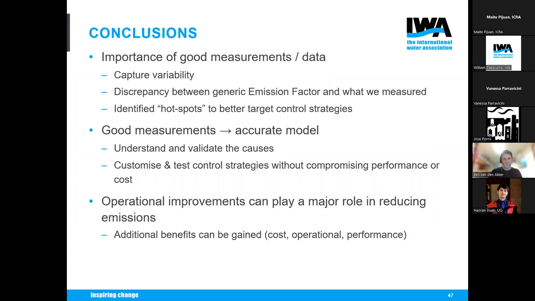The final conclusion is that from our work, operational improvements can play a major role in reducing emissions from the work that we did on our sequencing batch reactor. And in doing so, additional benefits can also be gained in terms of cost reduction and also other benefits to improvements in the operational performance.